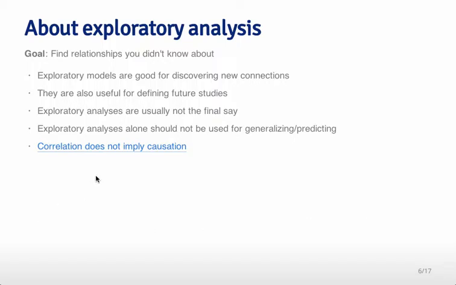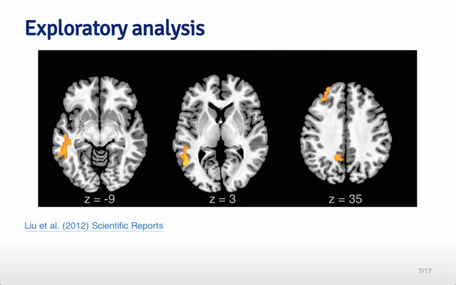The important point here is that you've probably heard before that correlation does not imply causation. So you don't want to necessarily say that you've discovered a relationship that is the critical relationship between two variables based on an exploratory analysis alone.